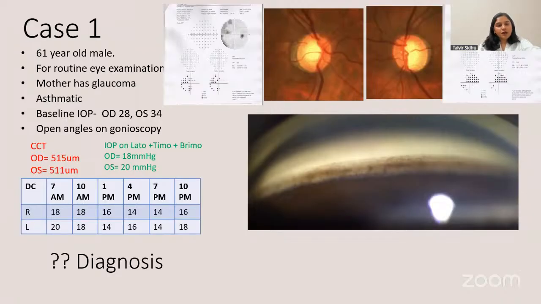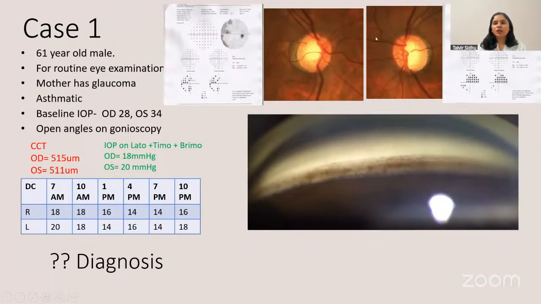So now I've started with the cases. Dr. Megha and Dr. Ashwita, would you please like to talk about these? So case one is a 61-year-old male who has presented to us for routine eye examination. The mother has glaucoma. The patient is asthmatic on inhalational steroids. Baseline IOP is 28 and 34. And the gonioscopy picture is this. You can see that there is a ciliary body band. You can see the scleral spur and the trabecular meshwork and normal pigmentation, not much pigmentation.